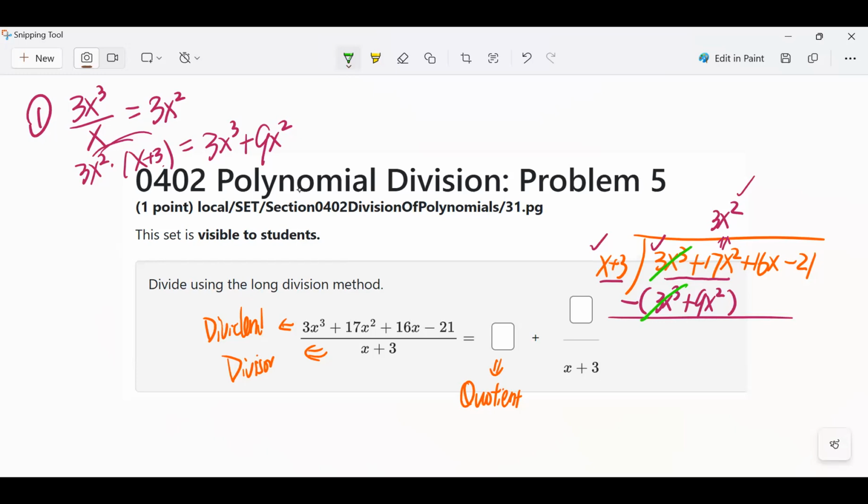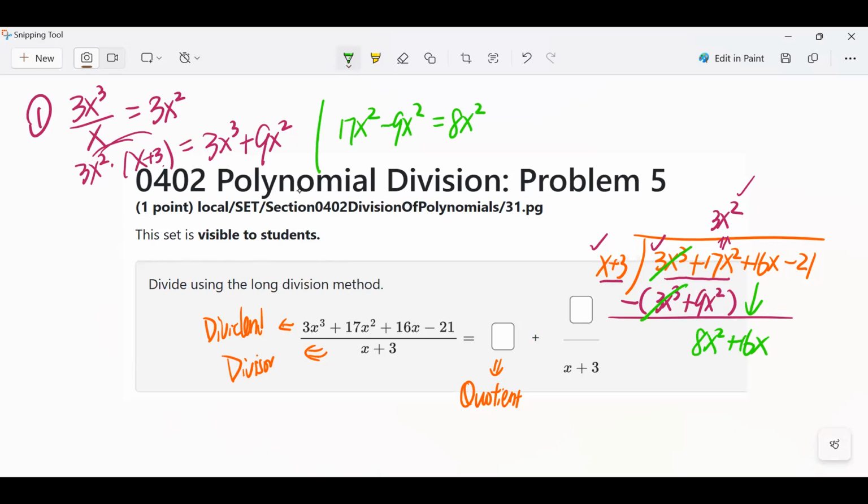Now we keep going, so we get a 17x squared minus 9x squared. So continue from there, 17x squared minus x squared. So we get the ax squared positive, right? So we get ax squared as remainder. And we bring down another term, which is 16x. And we repeat the procedure, right?